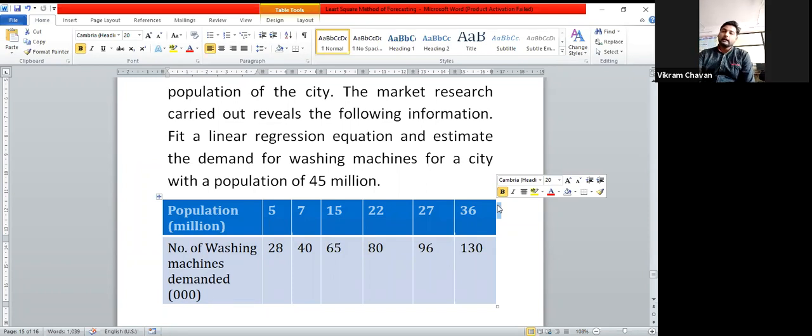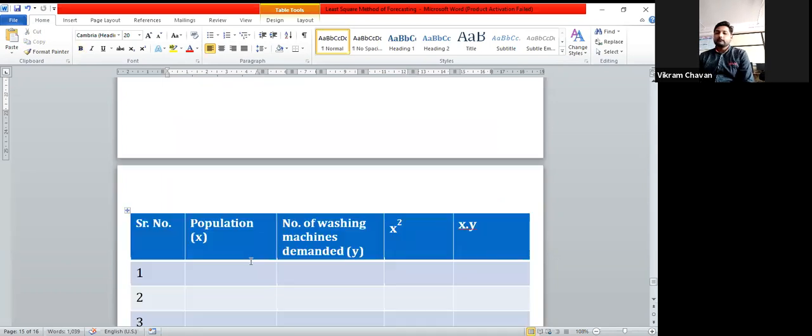Here we are unable to make the deviation equal to 0. So whatever population or data is provided to you for the relation with the demand, that data should be considered as the deviation. So our x values should be 5, 7, 15, 22, 27, 36. The population is the deviation and should be represented in the x column, and the number of washing machines, that is the demand, should be represented in the y column. Getting up to this, we can formulate the table.